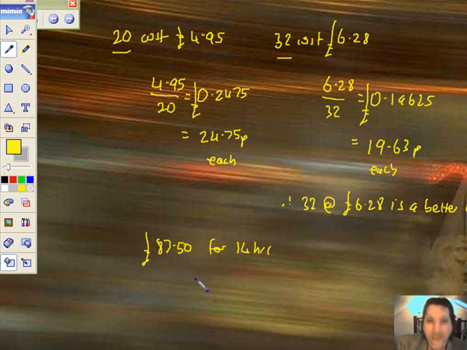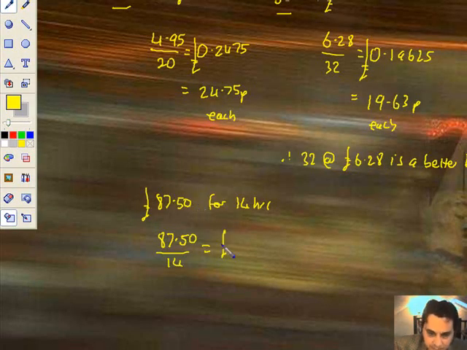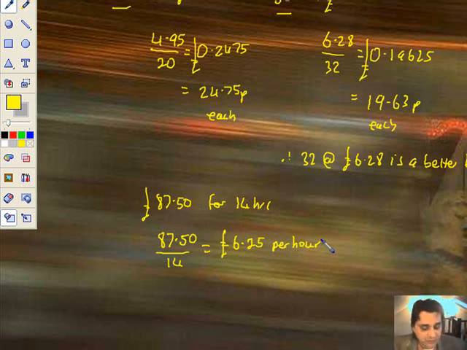Well, let's find out what 1 hour is worth first to find her hourly rate. It's also a unitary method. So you're going to go £87.50 divided by 14. Let's find out what her hourly rate is. 87.5, divide that by 14 hours, gives me £6.25 per hour.